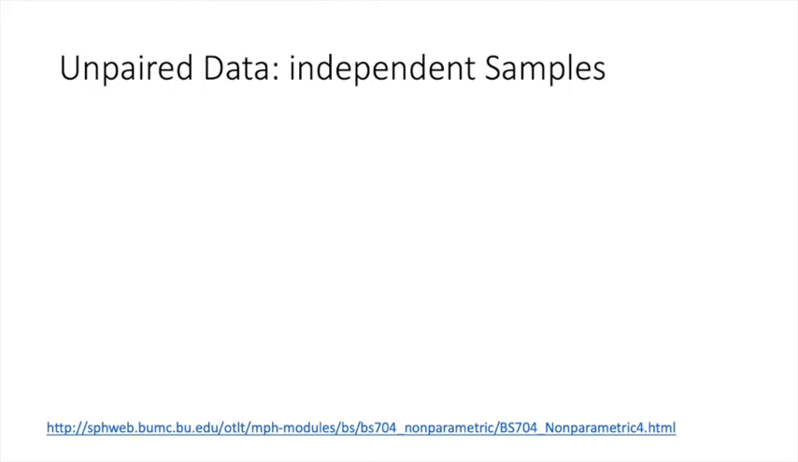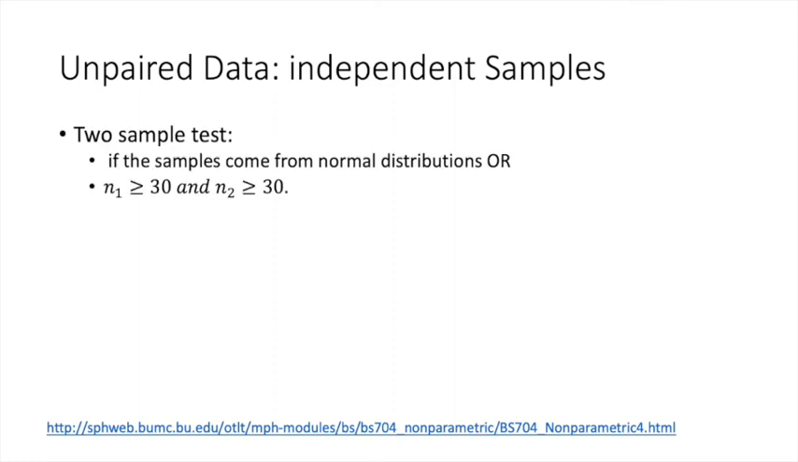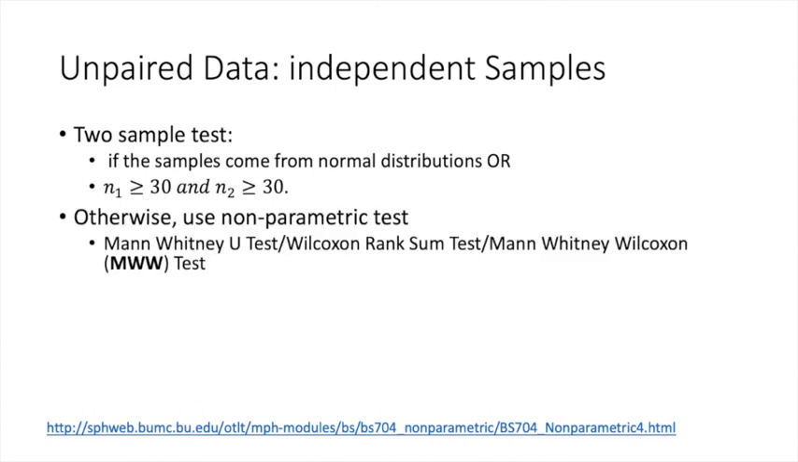Now, signed ranks test works for the paired data, but we can also have unpaired data, as in a two-sample test. Now, we can use a parametric two-sample test if the samples come from a normal distribution or they are large. Otherwise, we must use a non-parametric test, and the one I shall introduce to you is called the Mann-Whitney-Wilcoxon test. As you can see, it goes by a few other names as well. Let us consider an example problem.